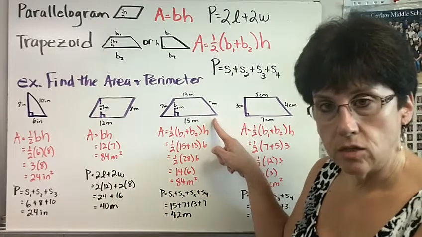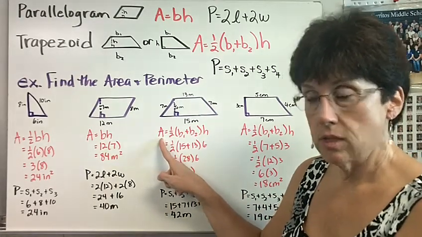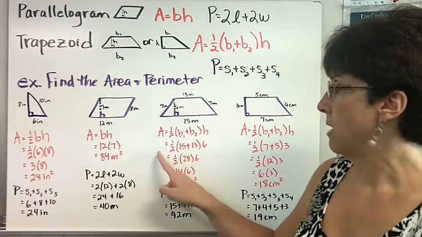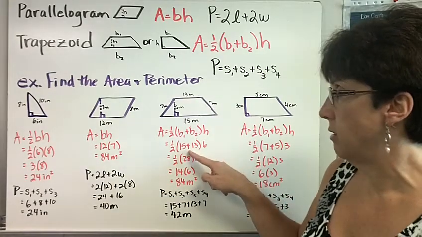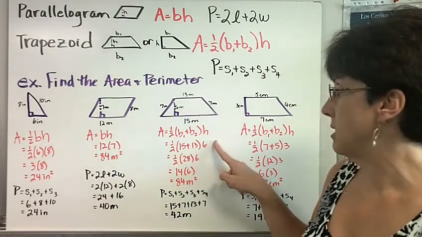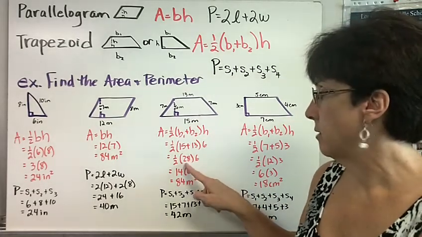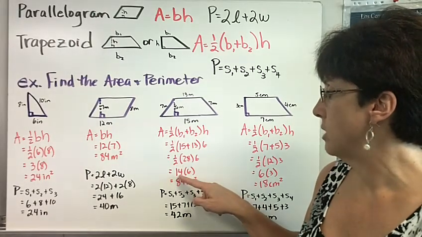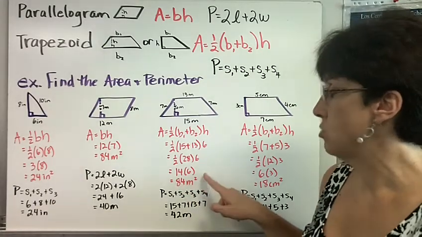Area of an isosceles trapezoid. Area equals 1/2 times the quantity of base 1 plus base 2 times the height. So it's 1/2, 15 plus 13, those are the different bases, times 6. 15 plus 13 is 28, okay? So we do what's inside the parentheses. 1/2 of 28 is 14. 14 times 6 is 84 meters squared.